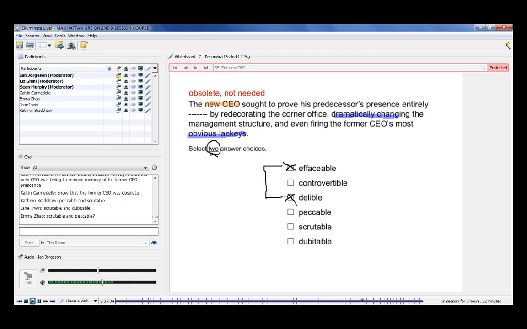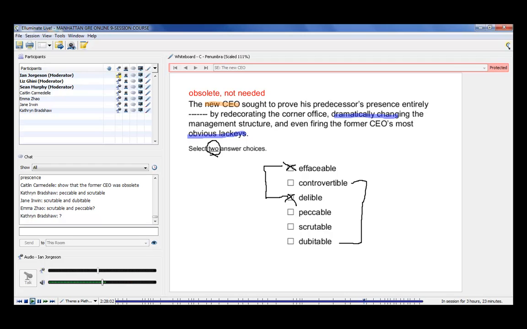No, not scrutable, impeccable. Inscrutable means it is unable to be understood. Impeccable means it's perfect in behavior. All right, how about controvertible and dubitable? What does incontrovertible mean? So that's where we're running into the problem. We don't know controvertible or incontrovertible. I got it. Now I see where the issue is.